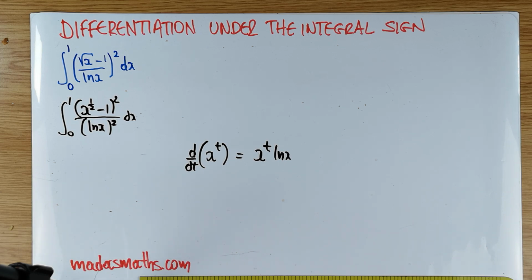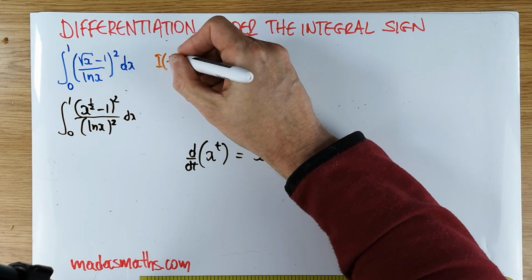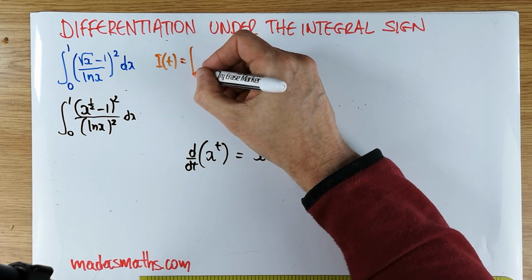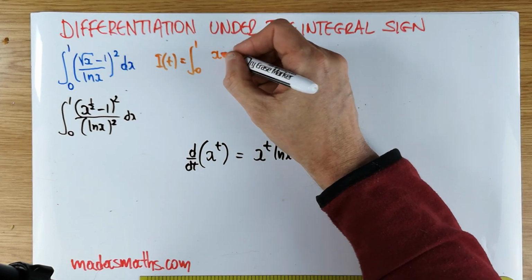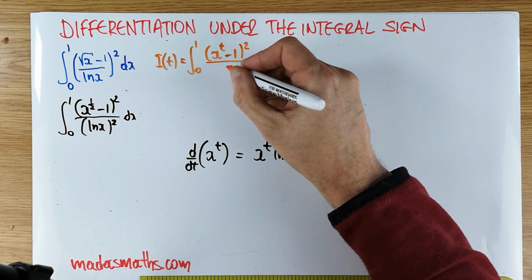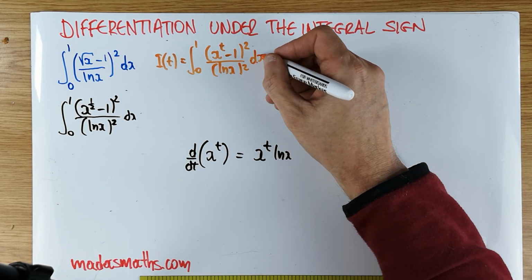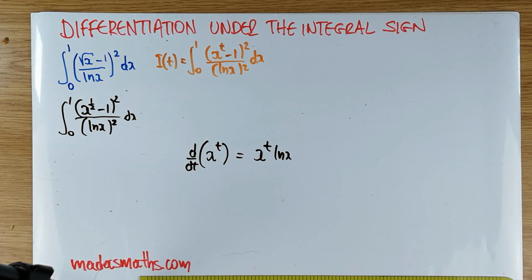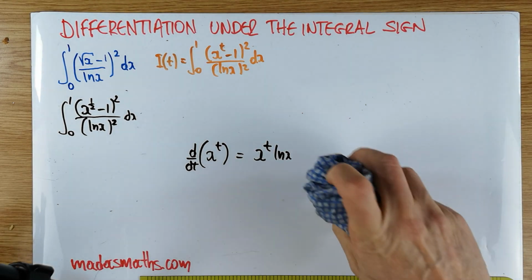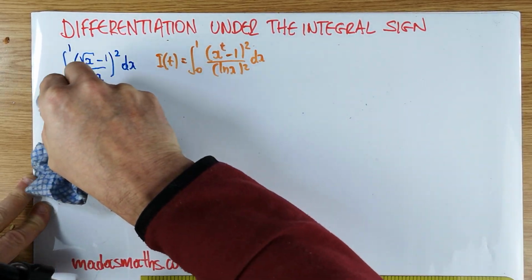Okay, so the first thing that I'm going to do is define an integral. Let me just write it in a different color. I'm going to call it I of t. And I of t is the integral from 0 to 1, x to the t minus 1 all squared over the log of x all squared dx. Okay, and of course I'm going to differentiate with respect to t and set my plan in motion, and let's see what's going to happen.